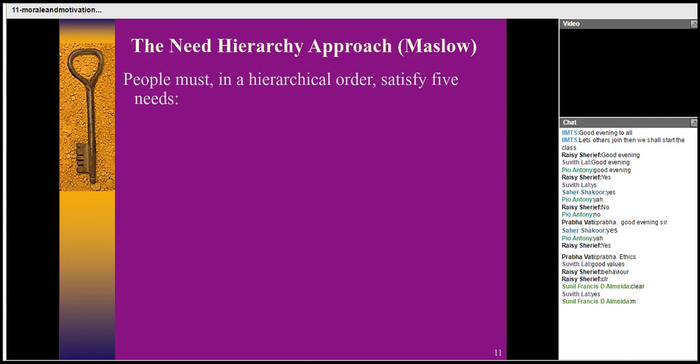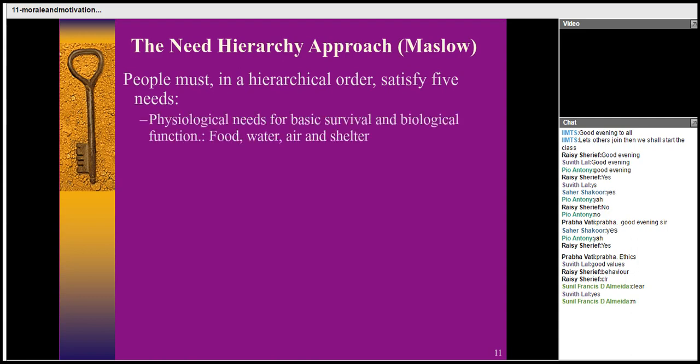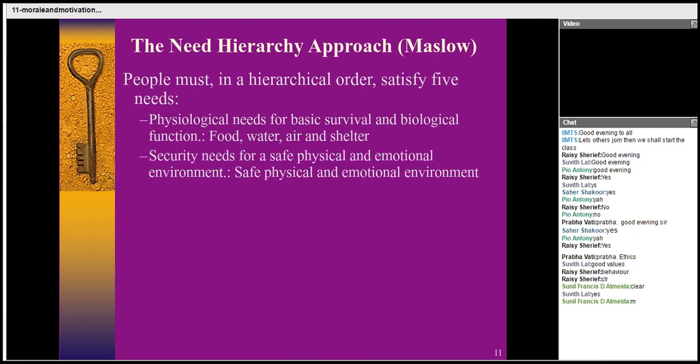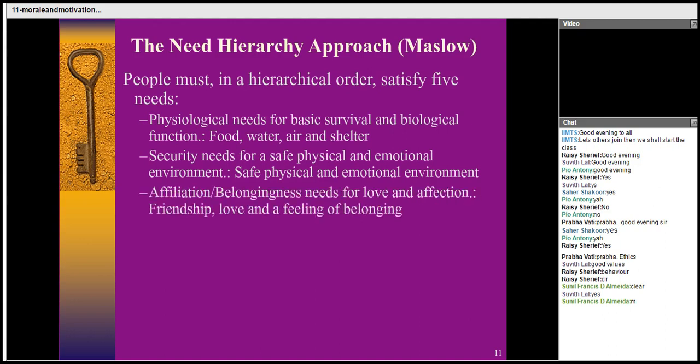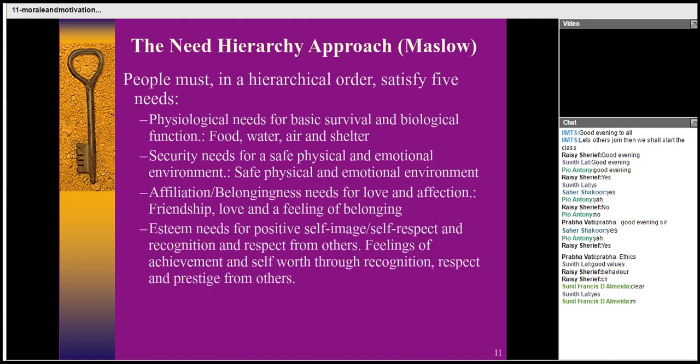So the need hierarchy approach: people must in a hierarchical order satisfy 5 needs. Physiological needs for basic survival and biological function: food, water, air and shelter. Then security needs for a safe physical and emotional environment. Then affiliation or belongingness needs for love and affection, friendship, and a feeling of belonging.